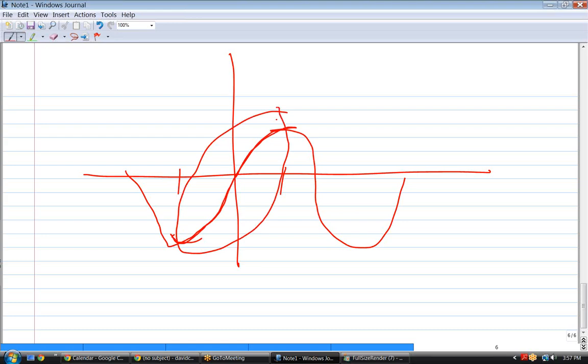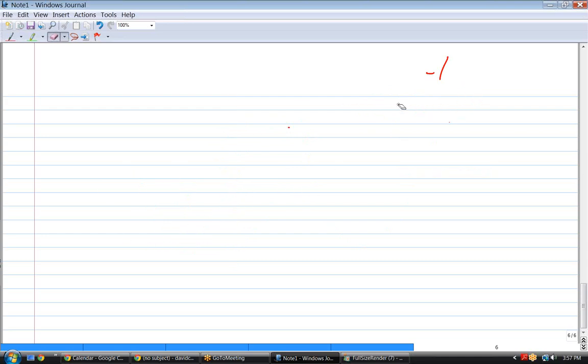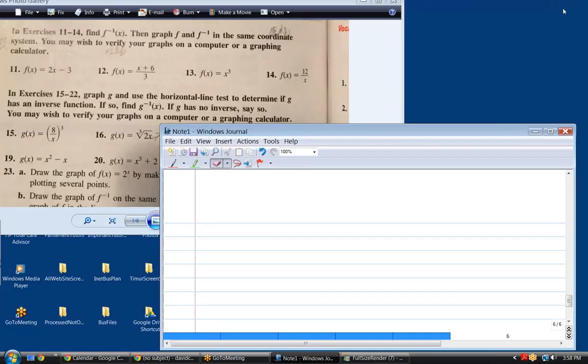Notice that that part of the function is one-to-one. It passes my vertical line test. It also passes my horizontal line test. And therefore, you can talk about the inverse sine function. So, just because a function is not one-to-one doesn't mean that you can't talk about its inverse. It just means that you have to restrict the domain in order to talk about its inverse.